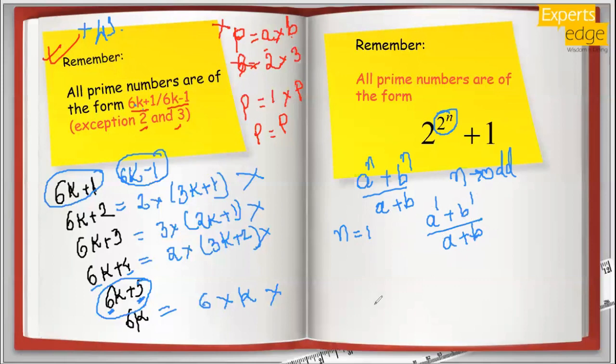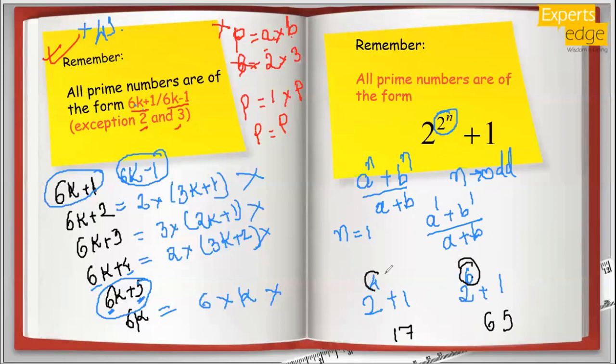So if I say 2 to the power 4 plus 1 or 2 to the power 6 plus 1, which will be a prime number? Obviously, you must be knowing the value: 2 to the power 4 is 16 plus 1, 17, and 2 to the power 6 is 64 plus 1, 65. This is not a prime number. Why? Because 6 is not a power of 2. It's a multiple of 2. I need a power of 2.